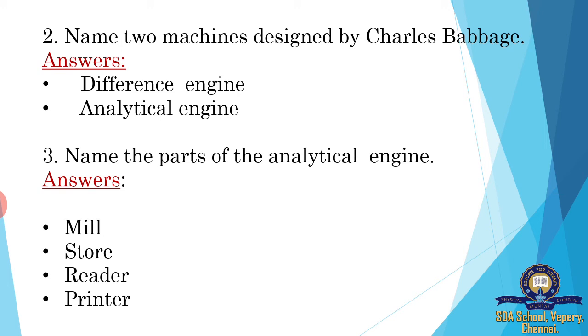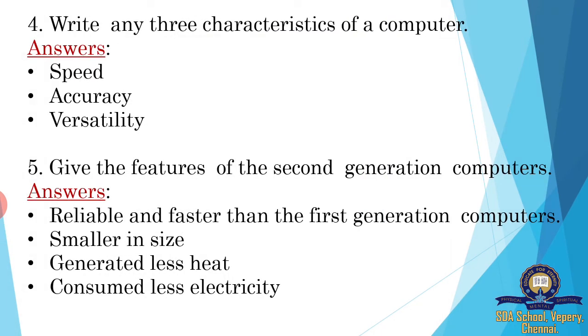Third one, name the parts of an analytical engine. It has 4 parts, right? Mill, store, reader, and the printer. Okay. Then the fourth, write any 3 characteristics of a computer. Speed, accuracy, versatility. Okay, we have many characteristics of a computer. In this question, they ask any 3 characteristics. Okay, then we add these 3: speed, accuracy, and versatility.